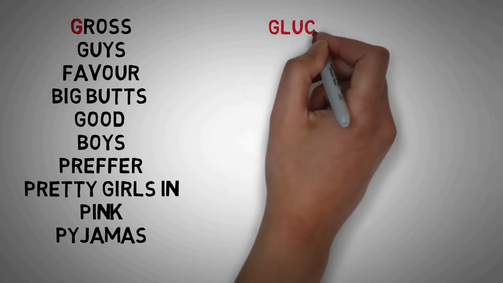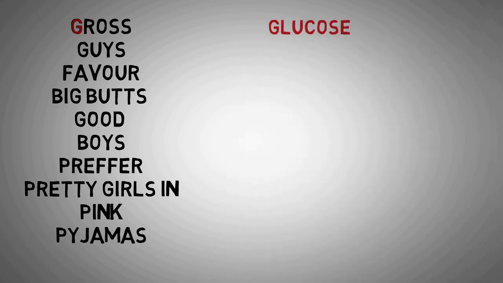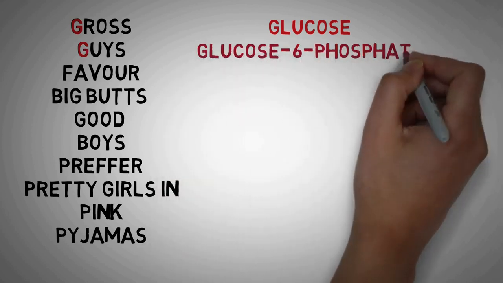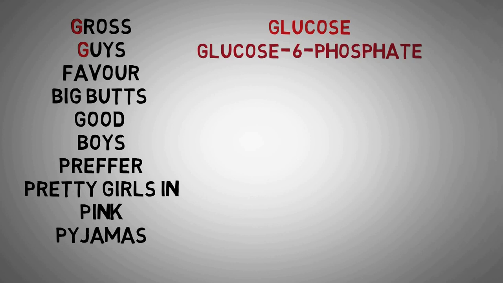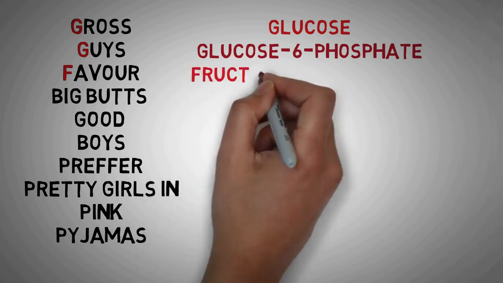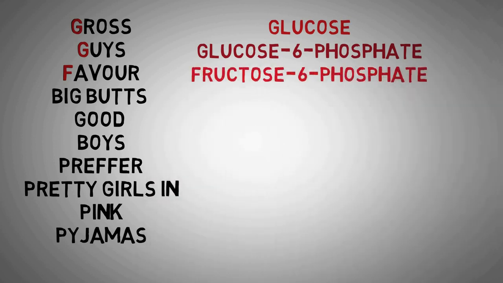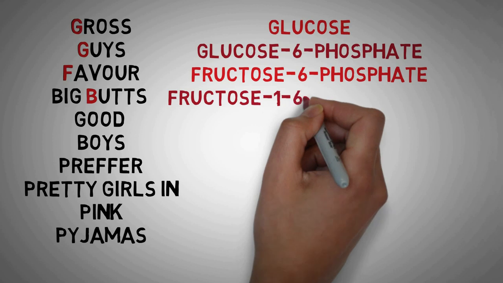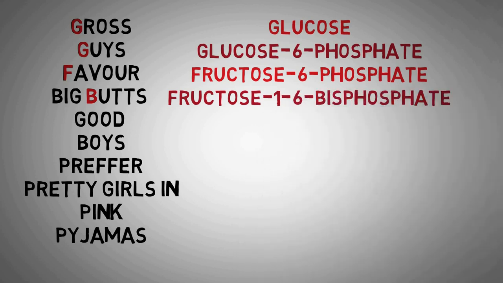The G in gross stands for glucose, which is the first molecule used in glycolysis. Again, we have one more G that stands for glucose 6-phosphate, which is the next molecule in this pathway. The F in the word favor stands for fructose 6-phosphate. In the next reaction, another phosphate molecule gets attached to fructose 6-phosphate to make it fructose 1,6-bisphosphate. Since it is a bisphosphate, now the word for it in the mnemonic starts with B, that is big butts.